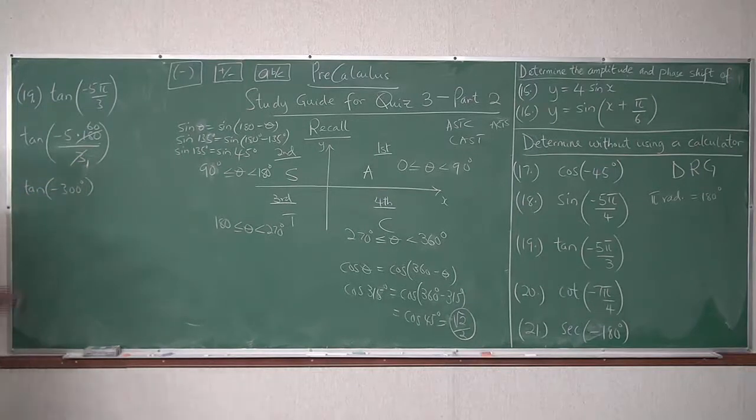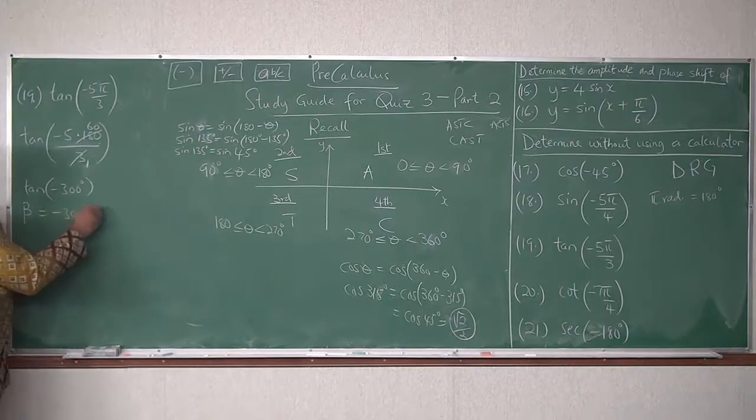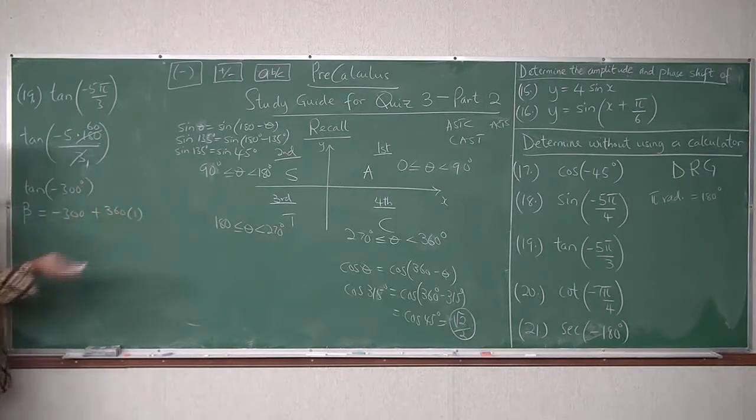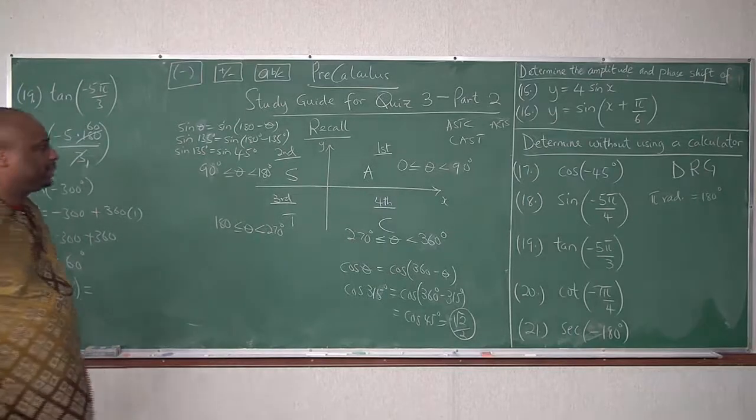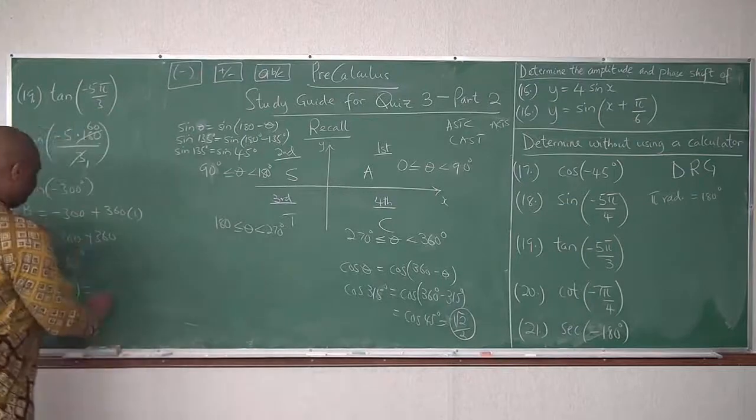Now let's find the coterminal angle. So beta is equal to negative 300 plus 360 times 1, the first positive coterminal angle. So beta will be negative 300 plus 360, which is 60 degrees. So we are looking at tan 60 degrees. What is tan 60 degrees? That should give us root 3 over 1, root 3.